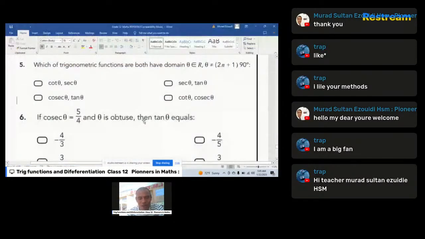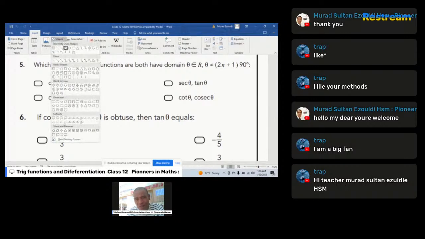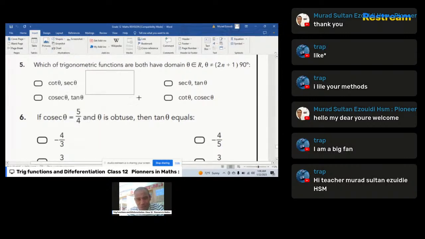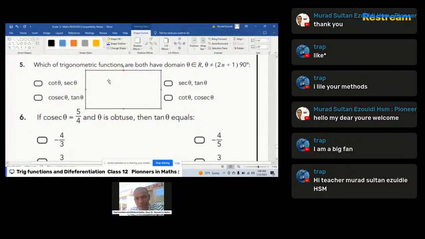Now suppose that you are in the exam, and the question is an MCQ question. Which trigonometric functions both have domain theta belonging to R, meaning theta is a real number, and theta is never equal to 2n plus 1 multiplied by 90 degrees, or pi over 2? For the four options it's easy, I will just try to write the domain of all the functions. So for the first one, I will add a text here.